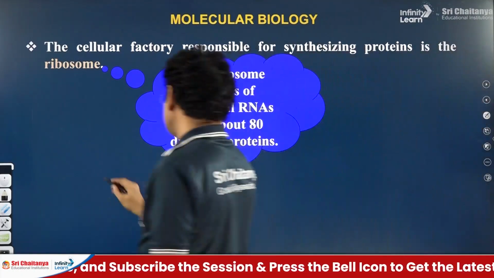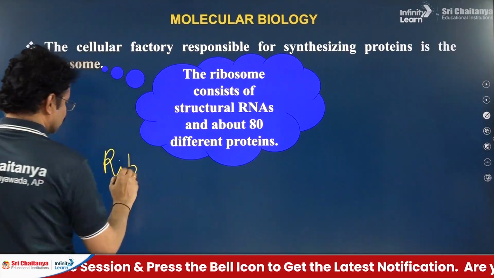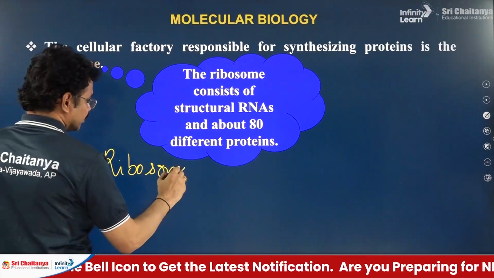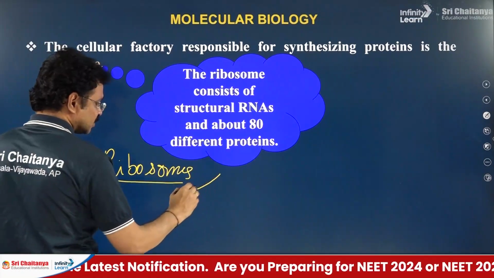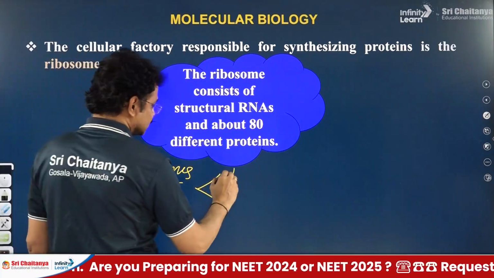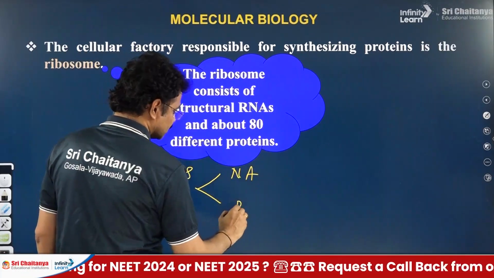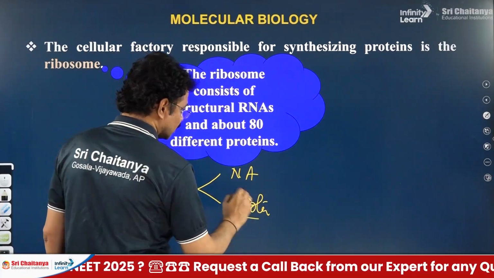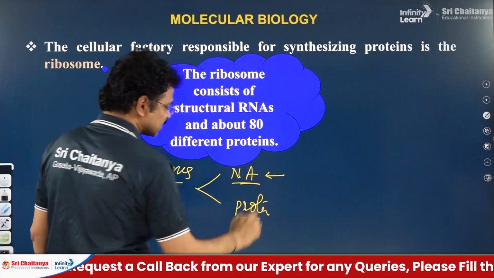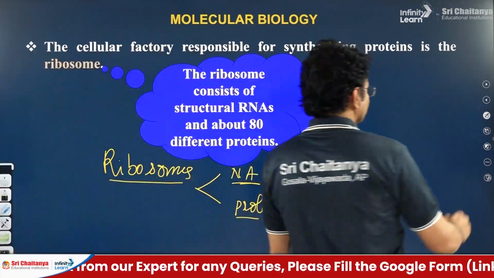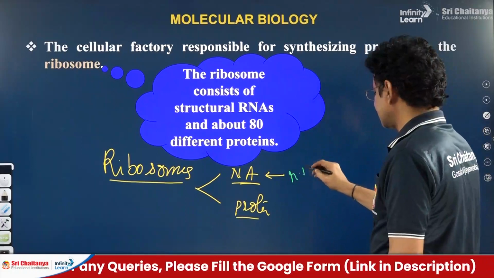The cell organelle ribosome mainly consists of two types of constituents. One is a nucleic acid, another is a protein. What kind of nucleic acid is involved in the construction of the ribosome? Mainly rRNAs.